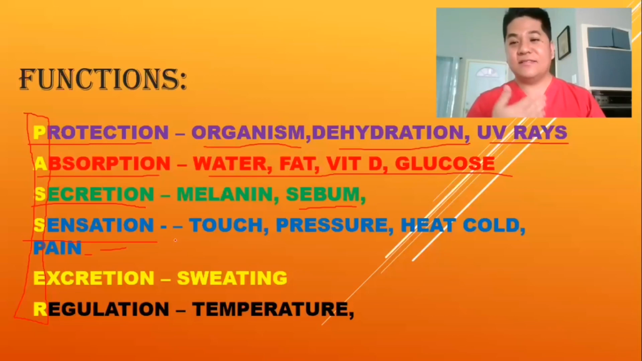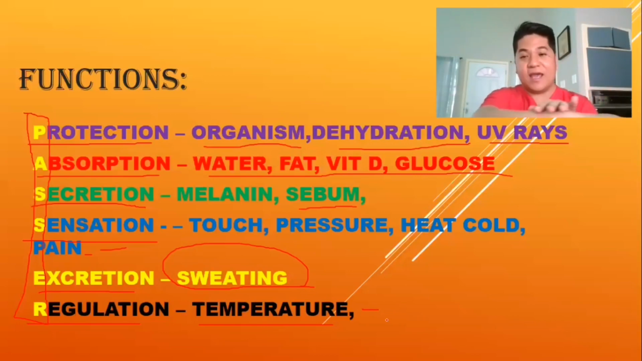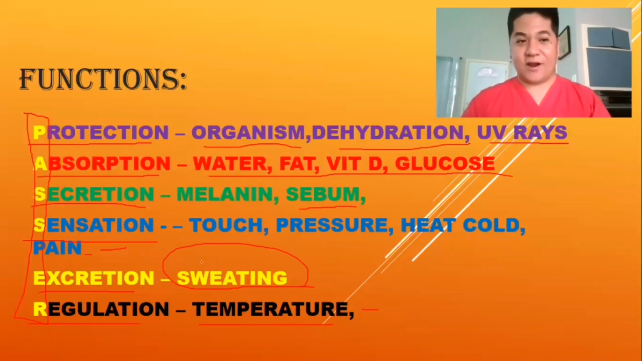And E stands for excretion. It excretes sweat primarily because we have the sweat gland beneath the skin. So that's for excretion of waste products, including your sweat. And R, regulation of body temperature. Whenever we feel chilled, we shiver, and that regulates the body temperature. That's why sometimes the hair goes up because of the shivering. It conserves the temperature inside our body. So those are the functions of your integumentary system.